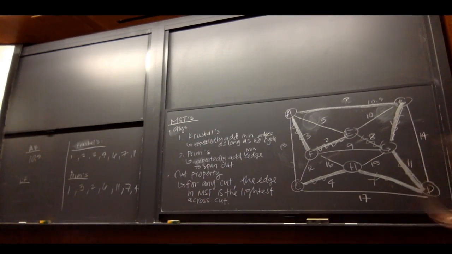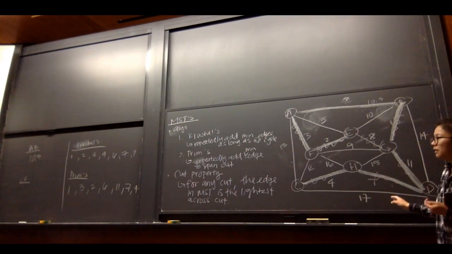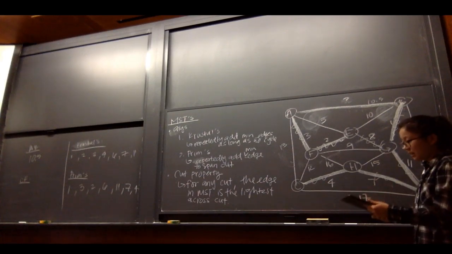Okay, so if AB were 10.5, I would no longer choose AB, and instead I would choose EG to be in my MST. Okay. Does everyone see that? Does anyone have questions about it? No. Okay, so now let's consider part D.